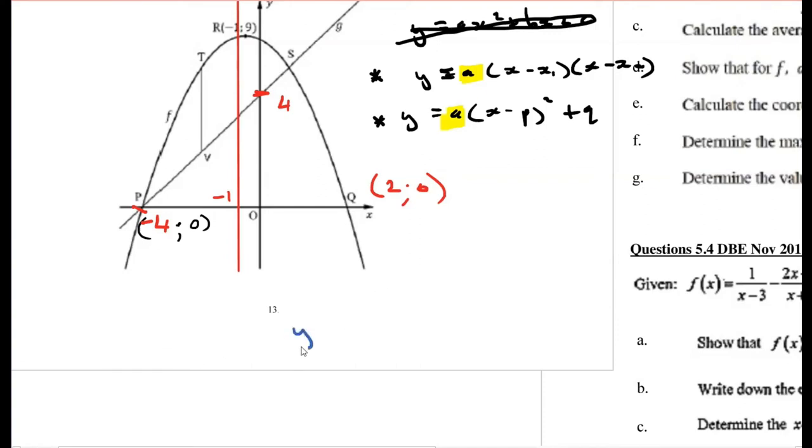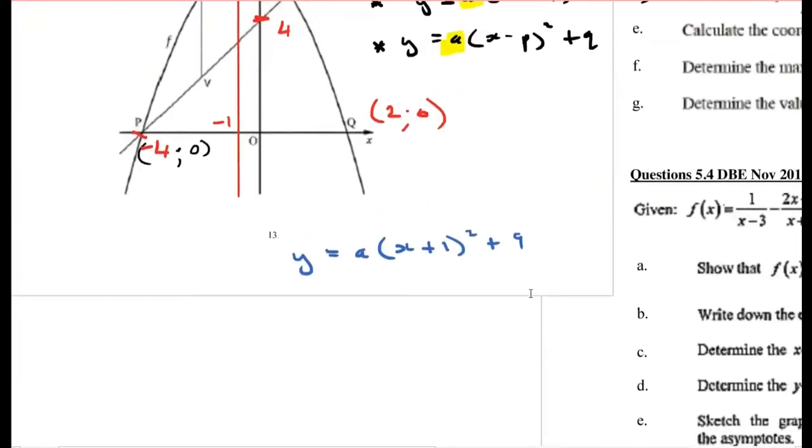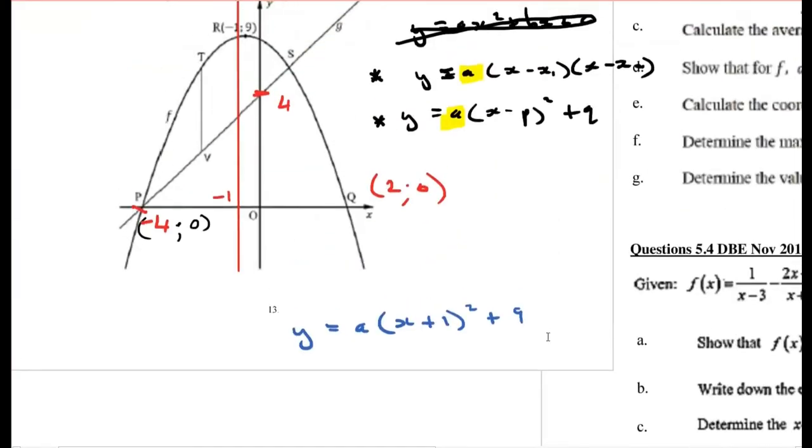So we're going to say y equals a(x minus... what's the p-value? -1. So x minus -1 now becomes +1, like I told you earlier, and then plus 9. There's your maximum. How many unknowns? 3. What do we do when there are 3 unknowns? Sub in a coordinate. Which coordinate do I have? Well, at least I've got P over here, which was my x-cut from the straight line, so there's no way I could have messed that up. That means the y value is 0 when the x value is -4.